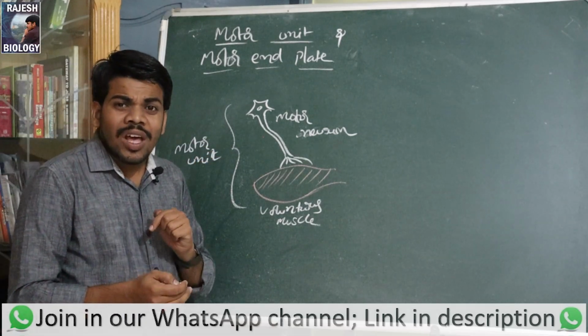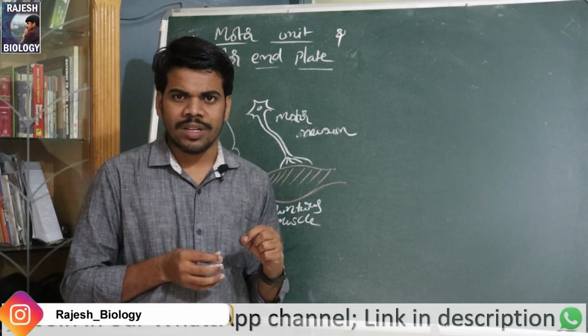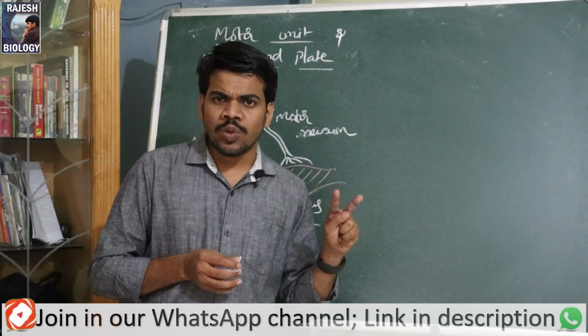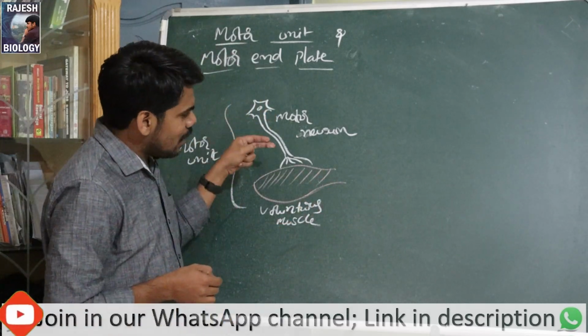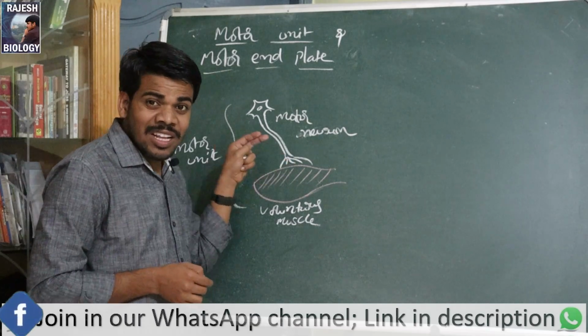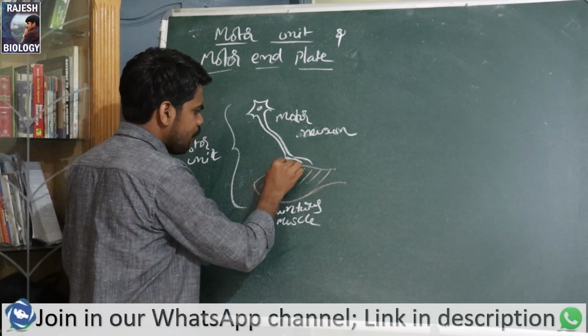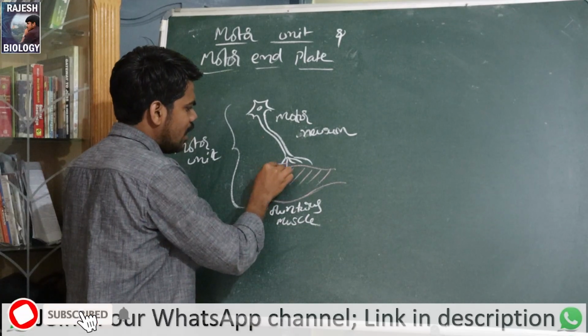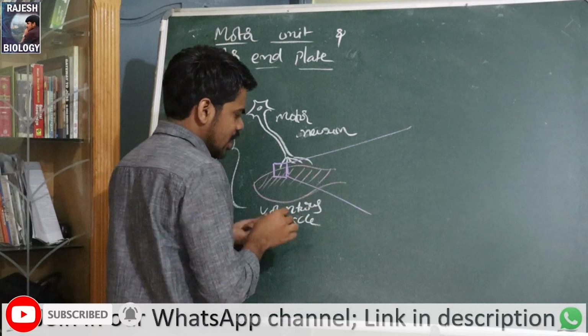Then what is the motor end plate? Many students confuse between these two terms. A motor unit contains two things: one is a neuron, another is a muscle. The motor end plate also has both, but it is very specific. The motor end plate is present here. It is also called the neuromuscular junction.